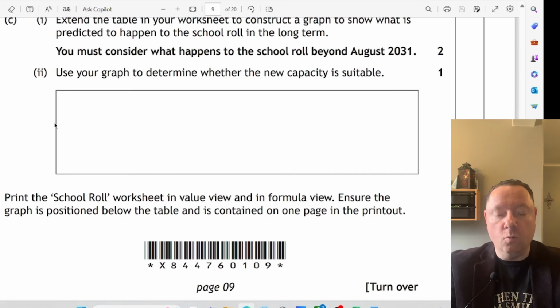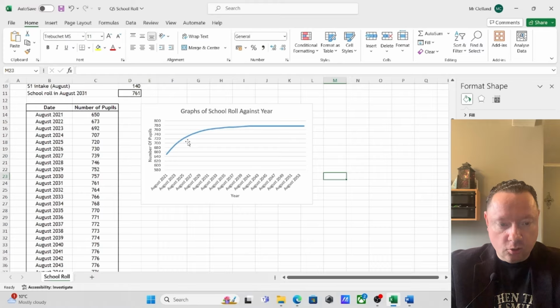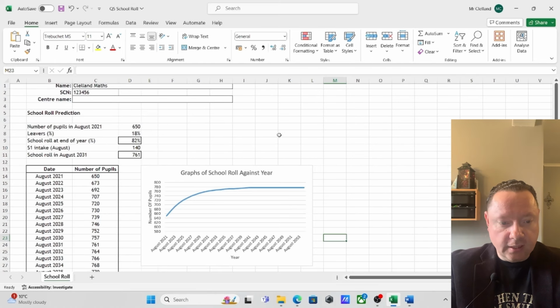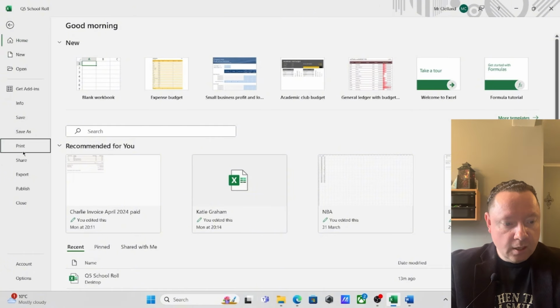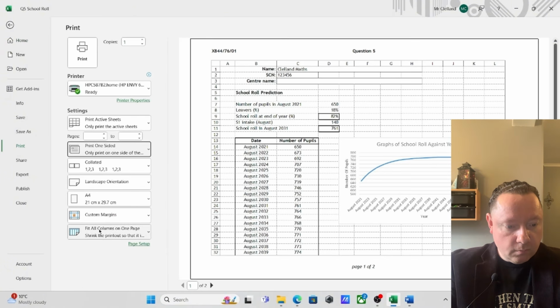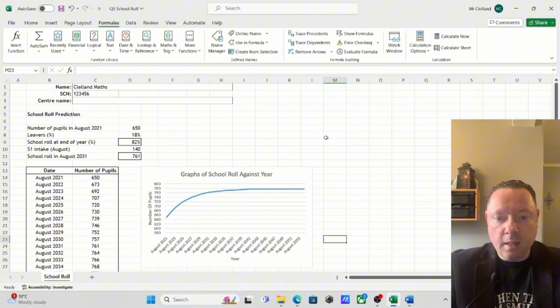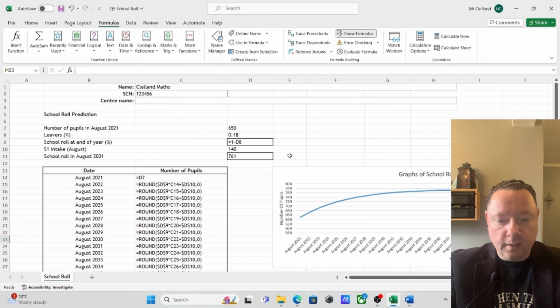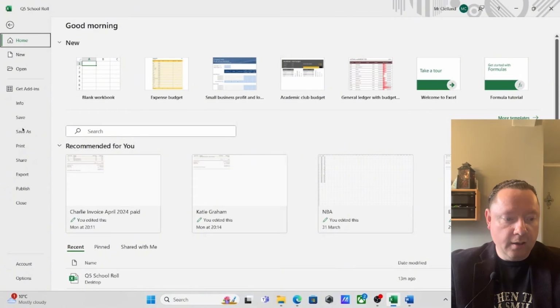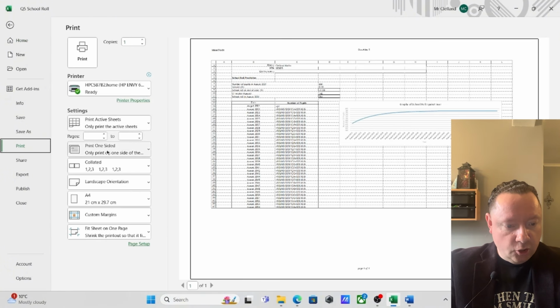And then it says to print the school worksheet in value view and formula view. So value view and formula view on one page. So this is the value view. We just go to File, Print, Fit Sheet on One Page, and then you'll get it all on one page. So that's value view. But for formula view, you go to Formulas, and you click here, Show Formulas, and then it will show all the formulas that you've used. So at SQA you can mark it and make sure you've rounded. File again, Print. Make sure you click to fit on one sheet, which is done, and then you just print it and away you go.